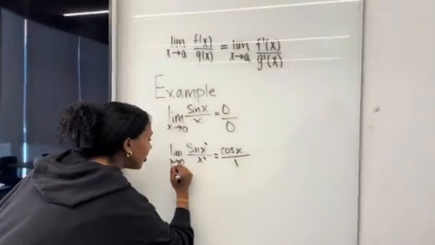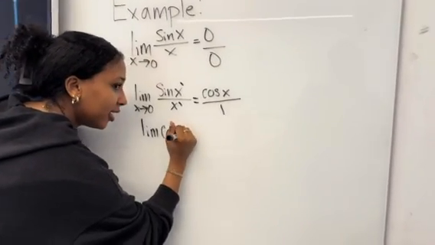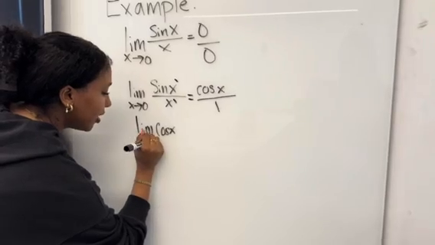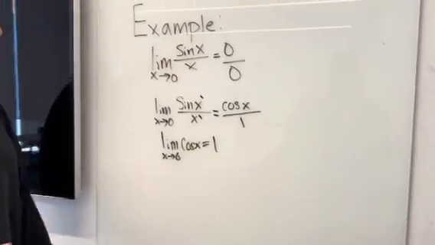So now all we have to do is find the limit of cosine x as x approaches 0, and this would be equal to 1. So the answer to this problem is 1.